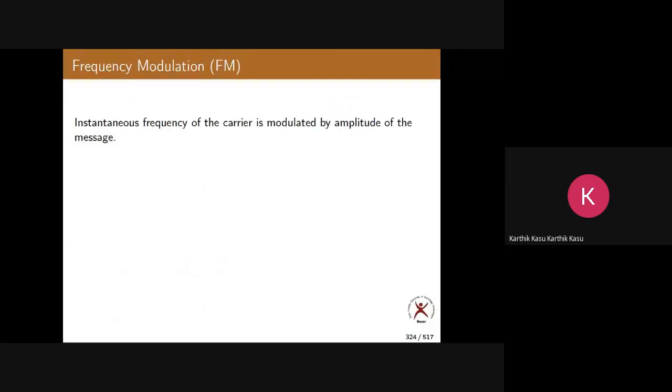Now let us go to frequency modulation. What would be the definition of frequency modulation? The instantaneous frequency of the carrier changes according to the message signal. This is the definition of Fi of t. So Fi of t equal to Fc plus Kf m of t. What is Fc? That is the frequency of the carrier. See here, the carrier will have some frequency. How much is that? Fc.